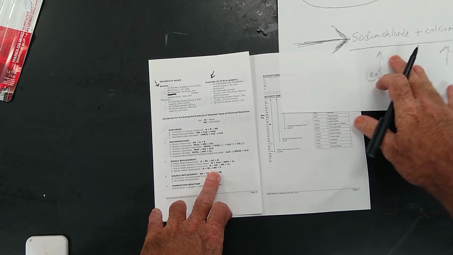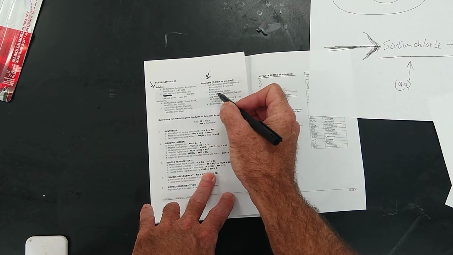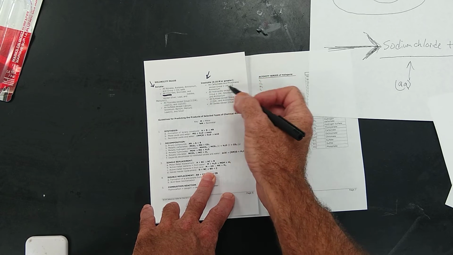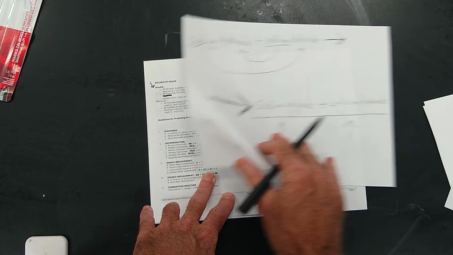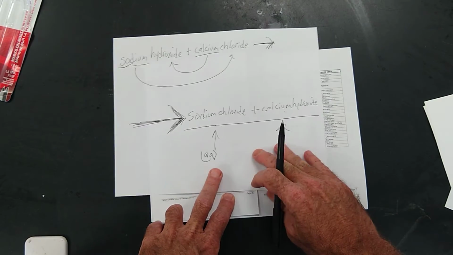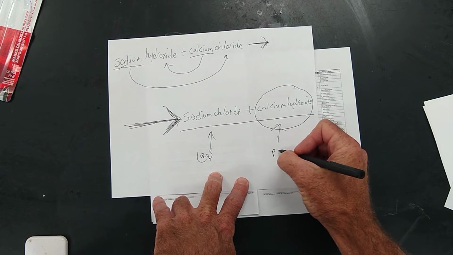Let's look up calcium hydroxide. Ooh, under insoluble, all hydroxides are insoluble except for group 1, strontium and barium. So calcium is not those. So calcium is going to be insoluble. Boom. That is the precipitate.